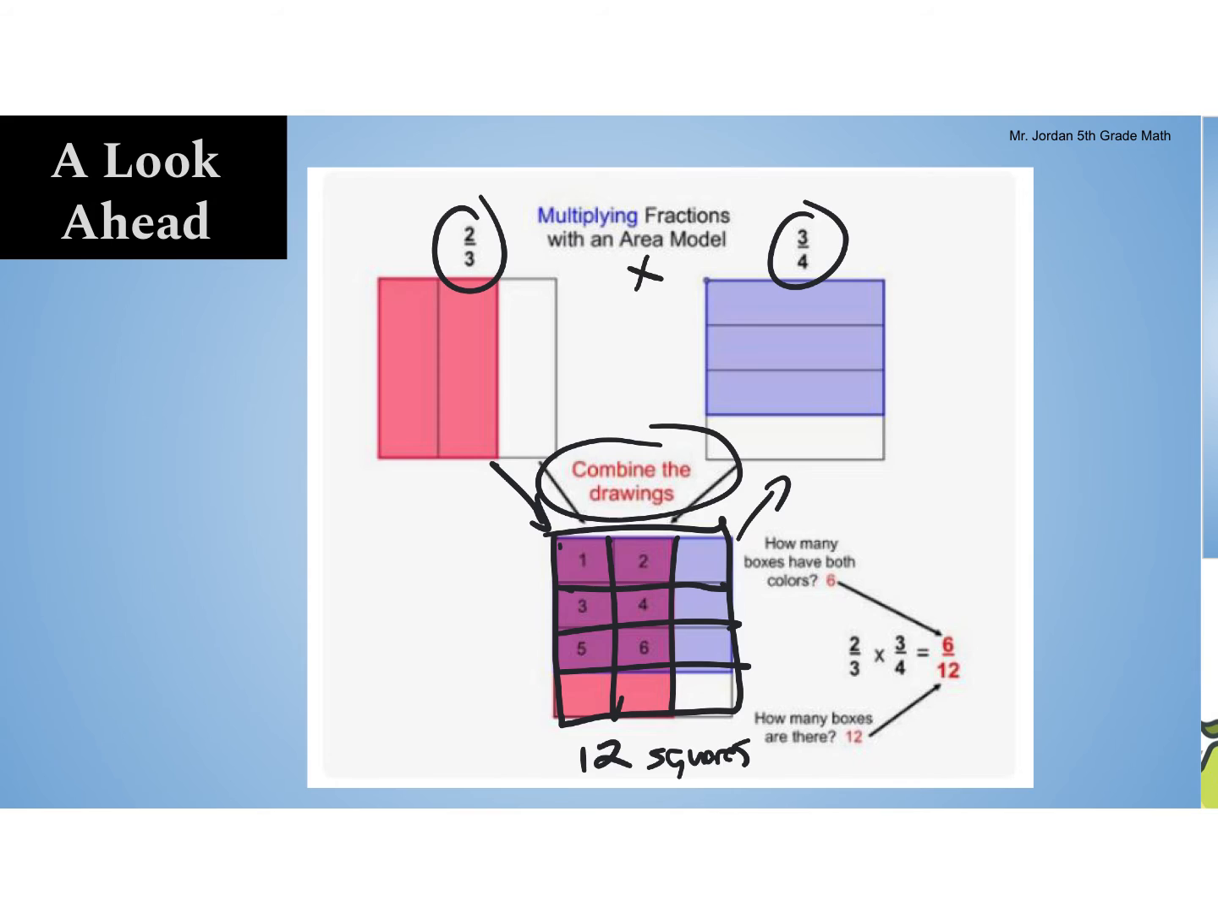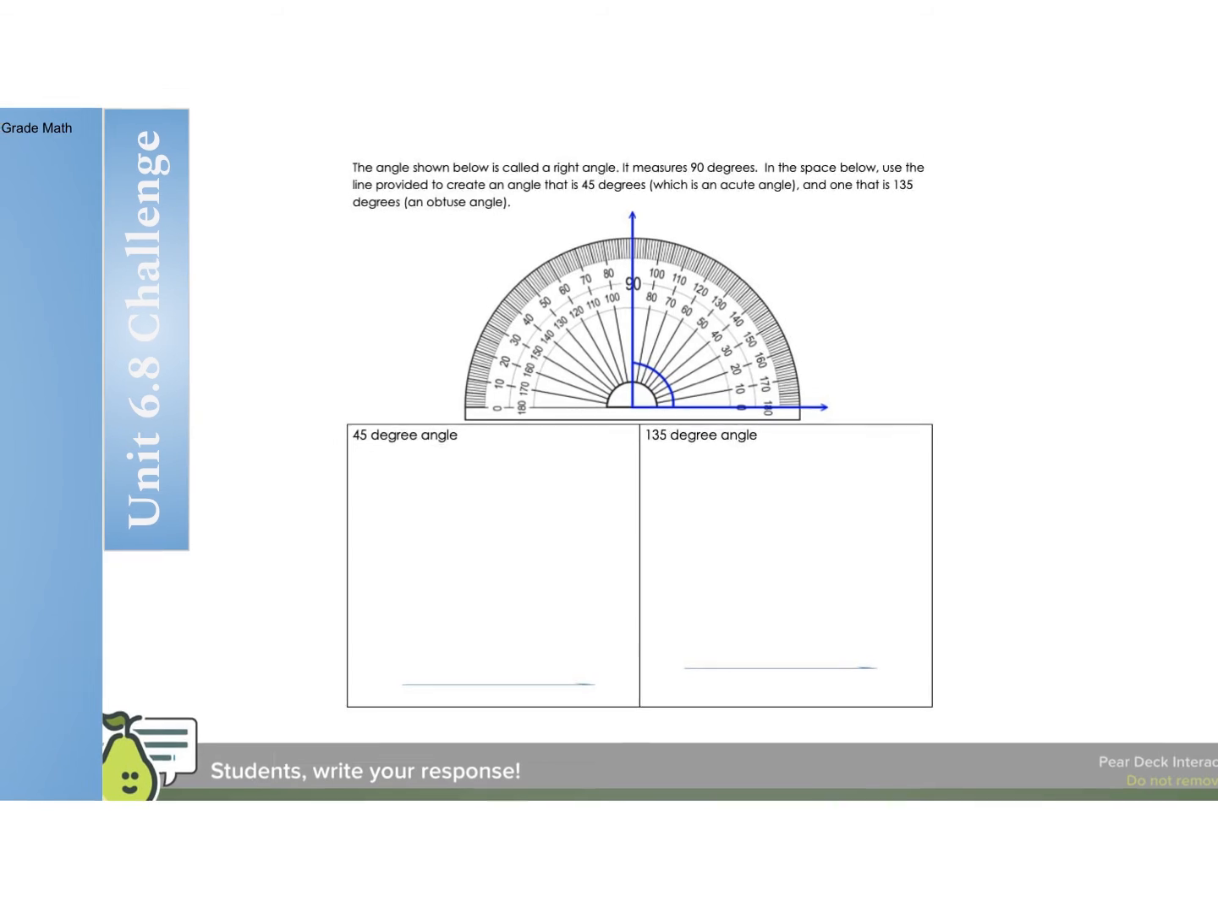And how many are shaded in with both? 1, 2, 3, 4, 5, 6 are shaded in the pink and the purple. So it's kind of like this section approximately would be shaded in for both. So that gives us 6 out of 12 total. That's where we're heading. You don't need to know that, but I wanted to kind of show you what that looks like.